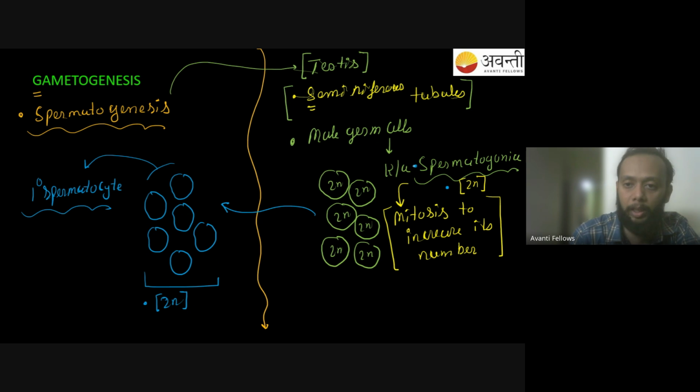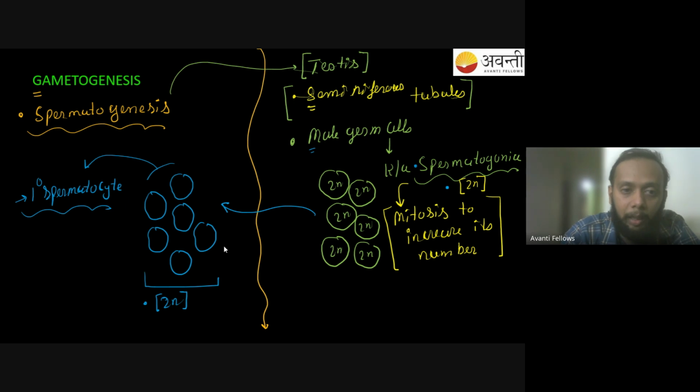Now these spermatogonia are my diploid cells, right? And which are coming from my male germ cells. You can also call them directly a male germ cell. So male germ cells are also called my spermatogonia. They will undergo mitosis. They are going to increase their number. So now you have a large number of diploid cells. This large number of diploid cells will slightly grow in size. And now you are going to call them a primary spermatocyte. So primary spermatocyte is also diploid in nature.